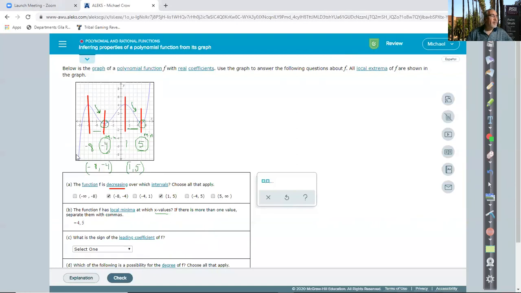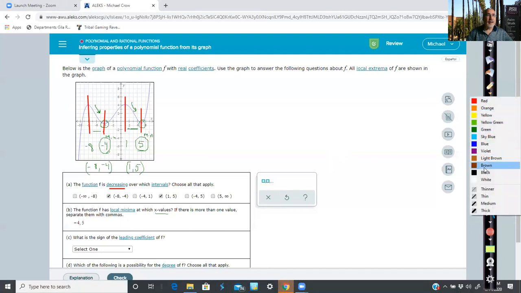Now, had they asked for the maximum, we would have been looking for the high points, which would have been -8 and 1. So watch, these questions will switch back and forth between asking for either the minimum or the maximum. You need to make sure you're answering the right question. So what is the sign of the leading coefficient? Now for this, there are really 4 cases, 4 things that could happen. We'll go over this one first.